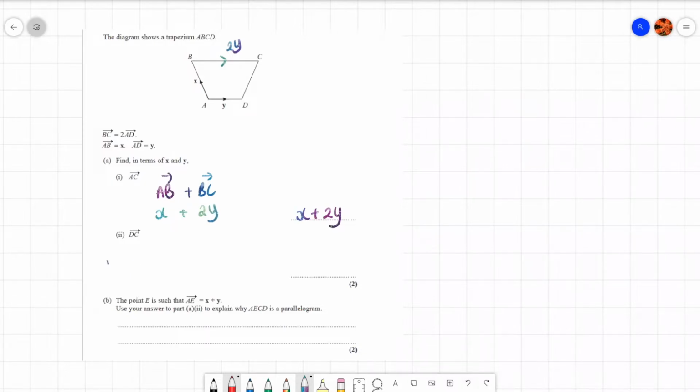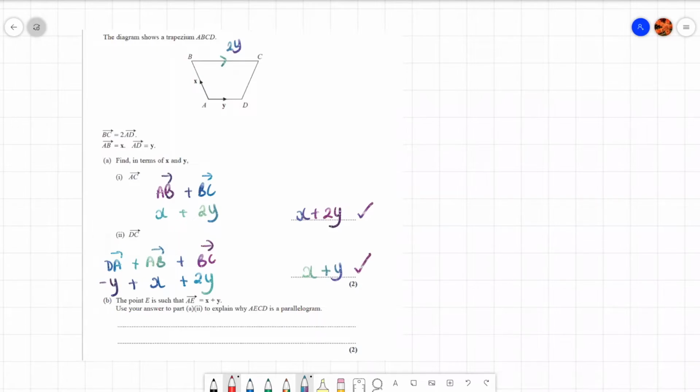DC again, so I'm going to go DA plus AB plus BC. DA is minus Y plus X plus 2Y. So X and 2Y minus Y is just that, so it's going to be X plus Y. Okay, so we've got 1 mark for that and 1 mark for that.